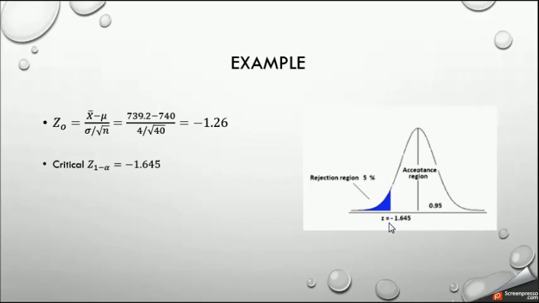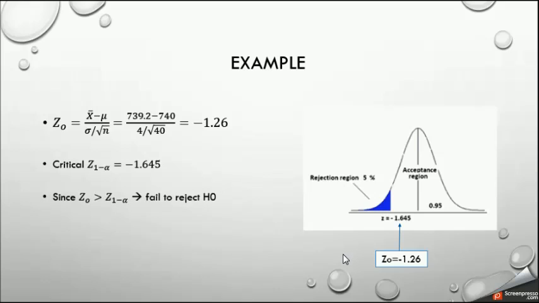This value is called z of 1 minus alpha because the area to the right of this value is 1 minus alpha. So 1 minus alpha is 95%, and alpha is 5%. We have z0 equal to minus 1.26. We notice that z0 lies in the white region. The white region is the acceptance region, and the blue region is the rejection region.